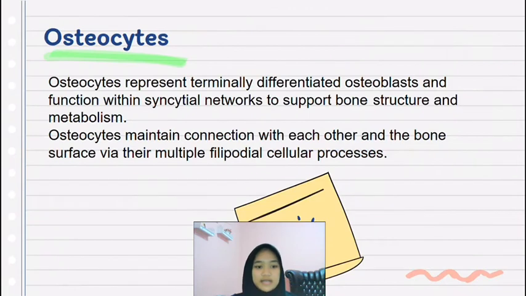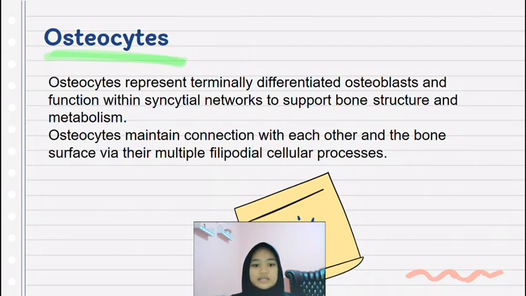Next, osteocytes. Osteocytes represent terminally differentiated osteoblasts and function within cellular networks to support bone structure and metabolism. Osteocytes lie within lacunae within mineralized bone and have extensive filopodial processes that lie within the canaliculi in mineralized bone.